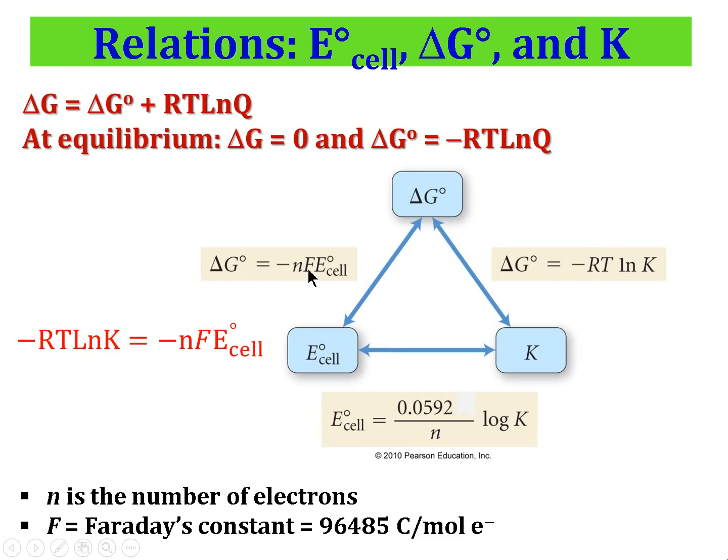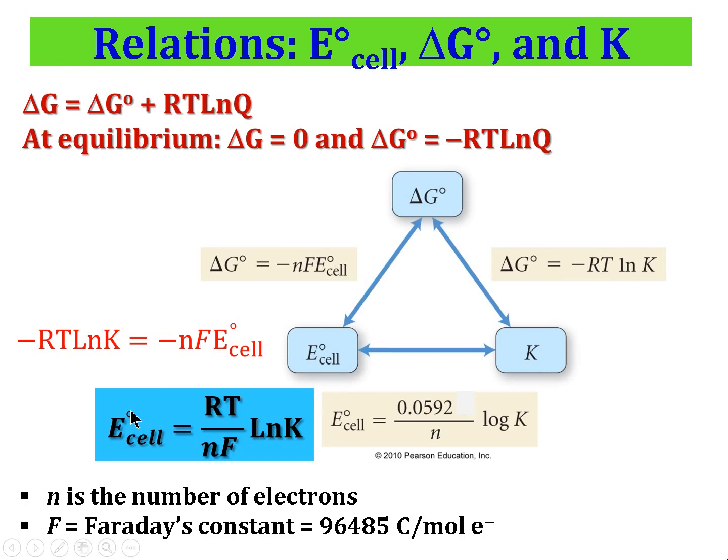Delta G0 equals minus NF E0 of the cell, so minus RT ln K equals minus NF E0 of the cell. So E0 of the cell equals RT divided by NF ln K, and at 25 degrees, we transform the ln to log, so E0 of the cell is equal to 0.0592 divided by N log K, or simply K equals 10 to the power N E0 of the cell divided by 0.0592.